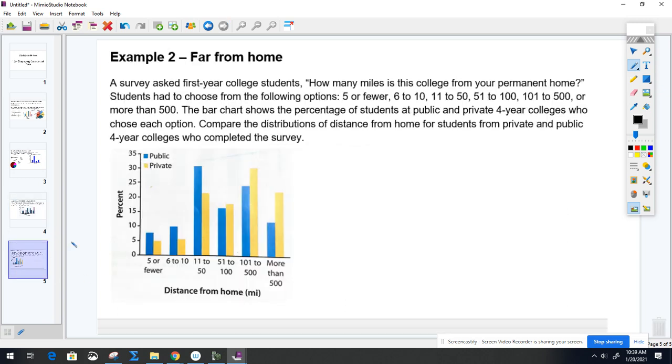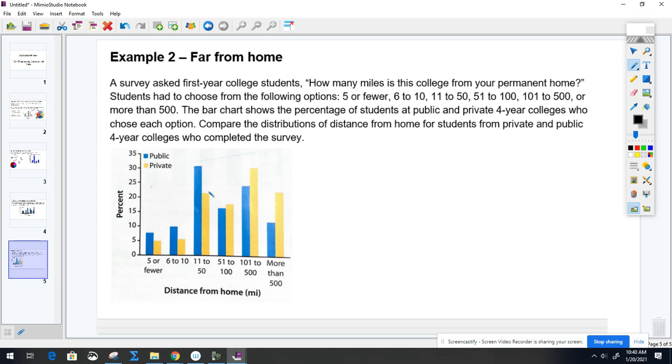So if we look at an example here, it says a survey asked first-year college students, how many miles is this college from your permanent home? Okay, students had to choose from the following options: 5 or fewer miles, 6 to 10 miles, 11 to 50 miles, 51 to 100 miles, 101 to 500, or more than 500. The bar chart shows the percentage of students at public and private four-year colleges who chose each option. Compare the distributions of distance from home for students from private and public four-year colleges. So we want to look at the distance from home for private and public, and we're going to compare those.